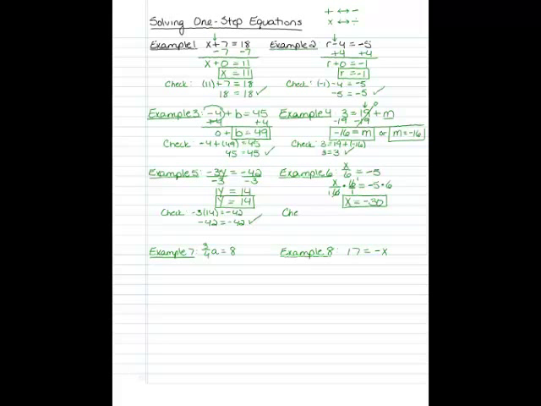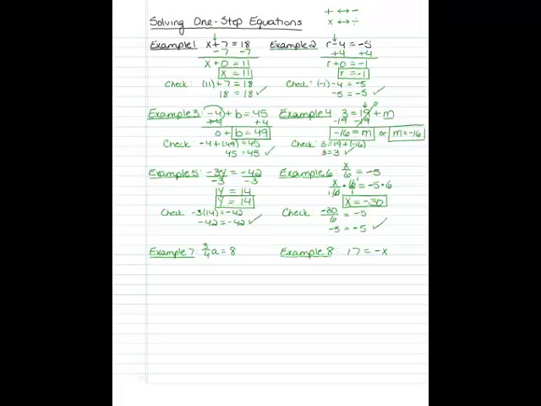Check. Negative 30 over 6 equals negative 5. Negative 30 divided by 6 is negative 5 equals negative 5. So it checks.